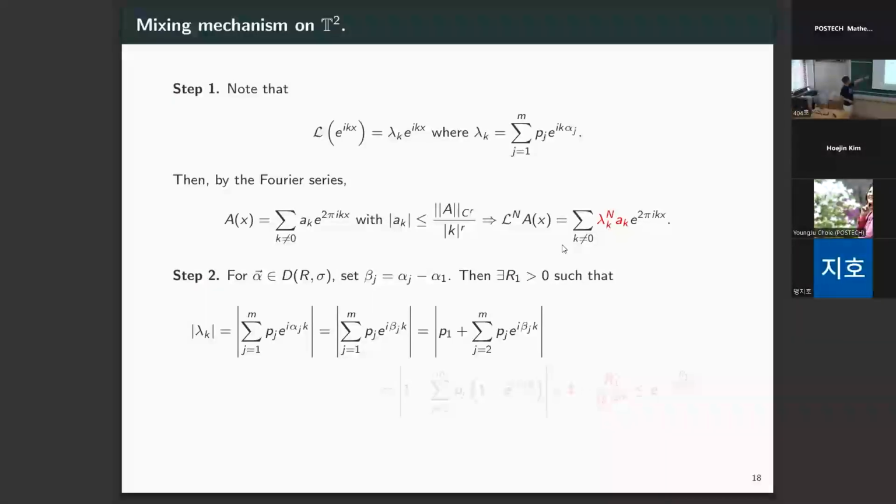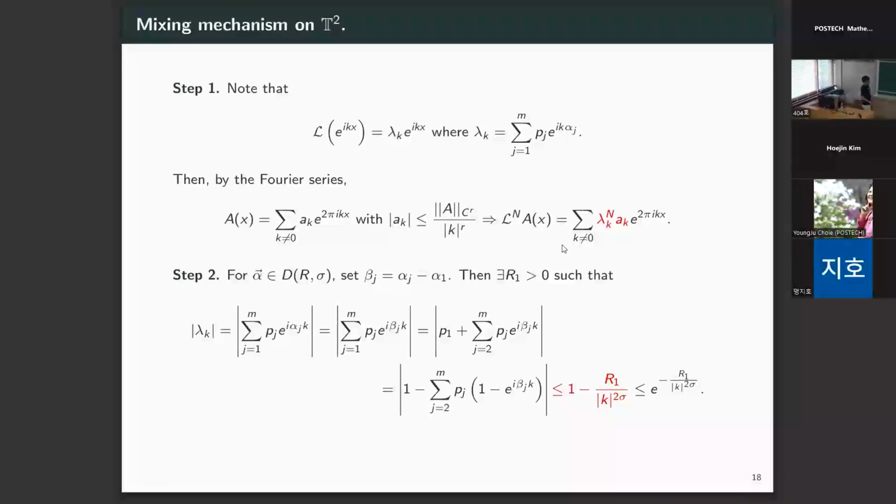So your lambda sub k is this part. But here I want to choose some lambda 1, and then I will pick up the lambda 1. I mean, I will factor out the lambda 1. And we will write the beta sub j as a difference of these two. And then everything is equal.